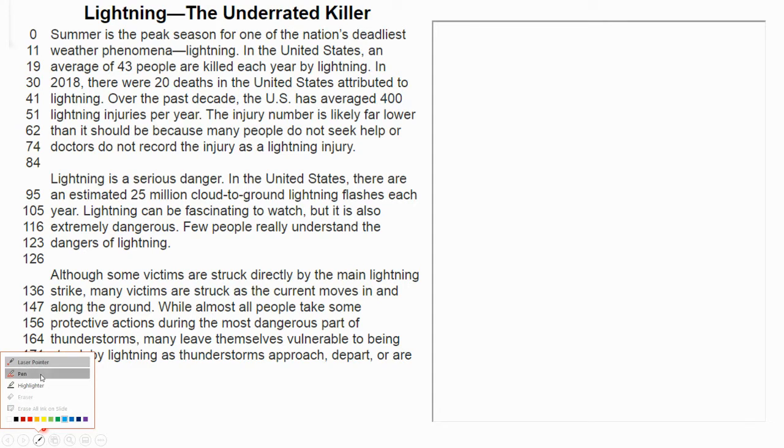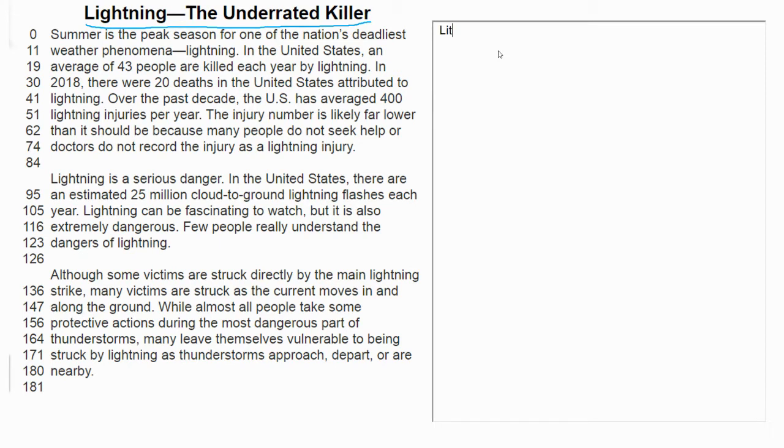Alrighty, so we're going to start our reading with the title. We know that the title is a great place to look for main idea, and it's usually the first place that it appears. So this title for me is Lightning, the Underrated Killer.